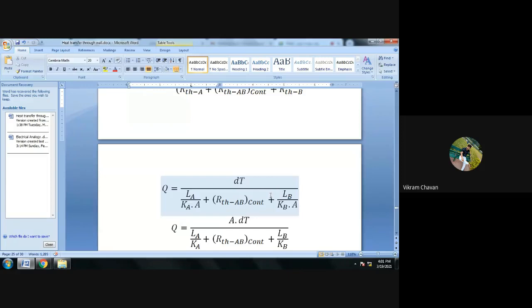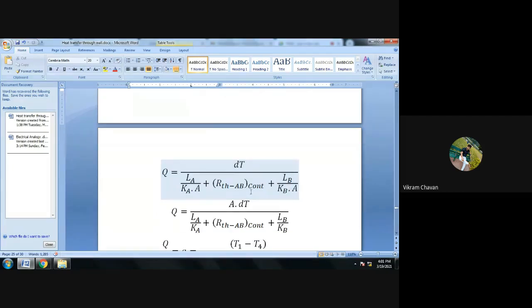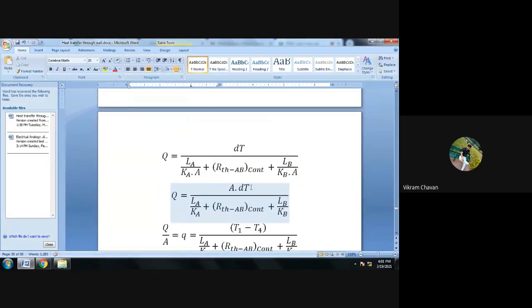Plus the thermal resistance of wall B, which is equal to L suffix B divided by K suffix B multiplied by area. Further, we have to determine the heat transfer rate per unit area. For that purpose, we take 1 upon A common from the denominator, and we shift that 1 upon A to the numerator side.